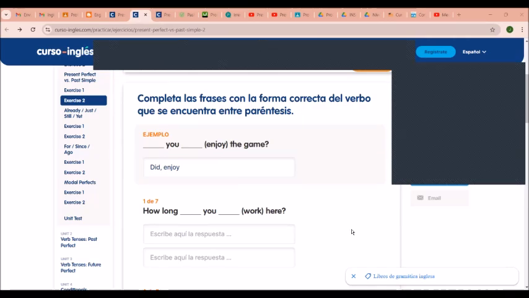Number one, please. How long did you work here? All right. If you say how long did you work here, you mean the person doesn't work there anymore. If the person still works there, you would use present perfect. How long have you worked here? All right. I'm going to use here as a signal that it's the present.